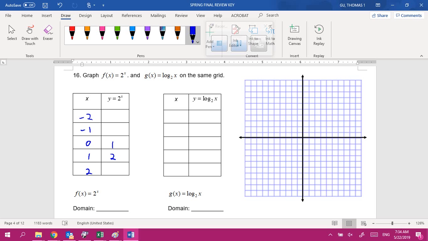And then how do I get the negative exponent values? Do you remember? If I have 2 raised to the first is 2, then 2 raised to the negative first is going to be 1 over 2. That's right. So then 2 raised to the negative 2 is going to be 1/4, right? 1 over 4.